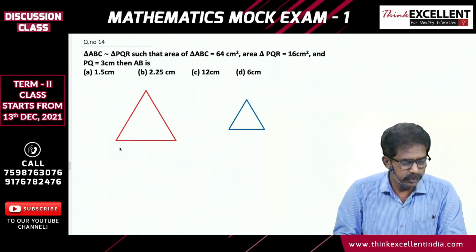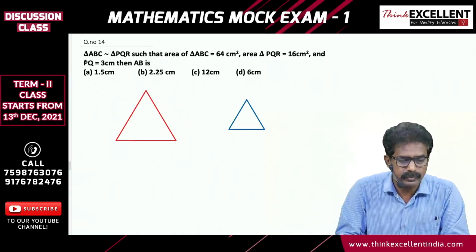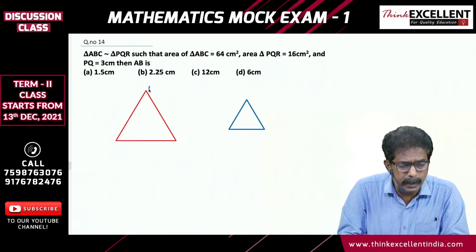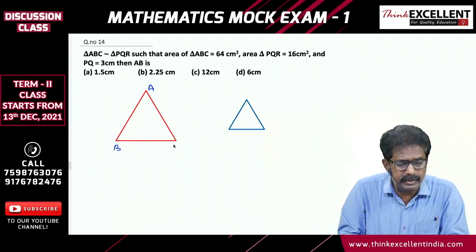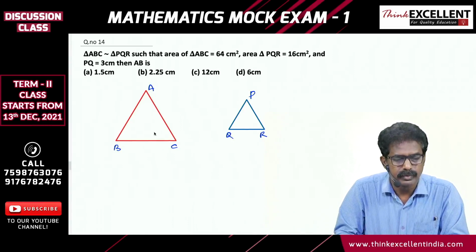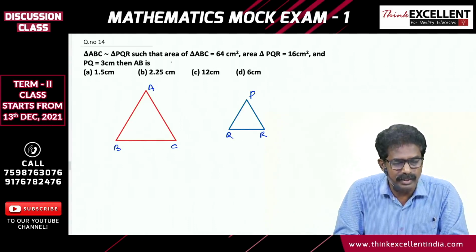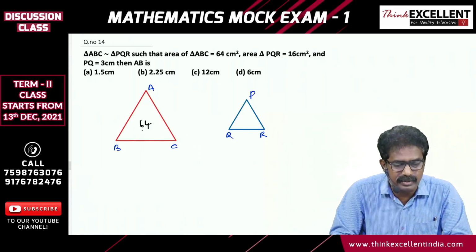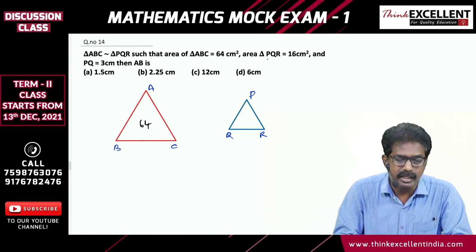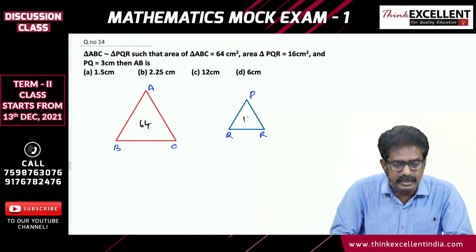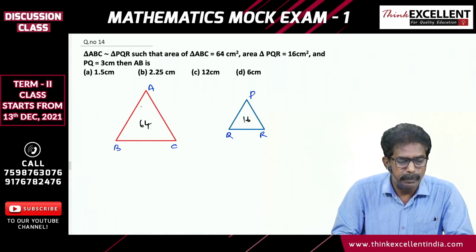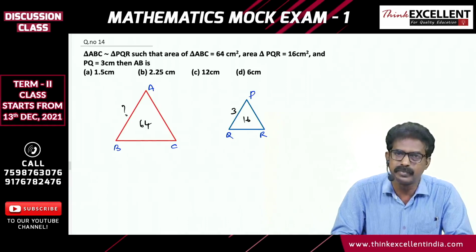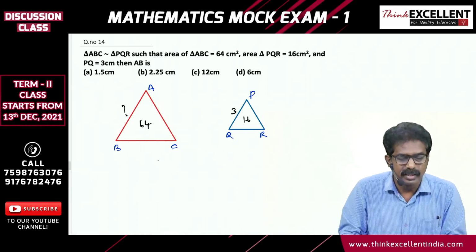Okay, now we see the 14th question. Triangle ABC is similar to triangle PQR. Now please listen. What else is given? Area of the first triangle is 64 centimeters square. Area of the second triangle is 16 centimeters square. PQ is given as 3. They asked to find AB. Very simple result, you know, right?